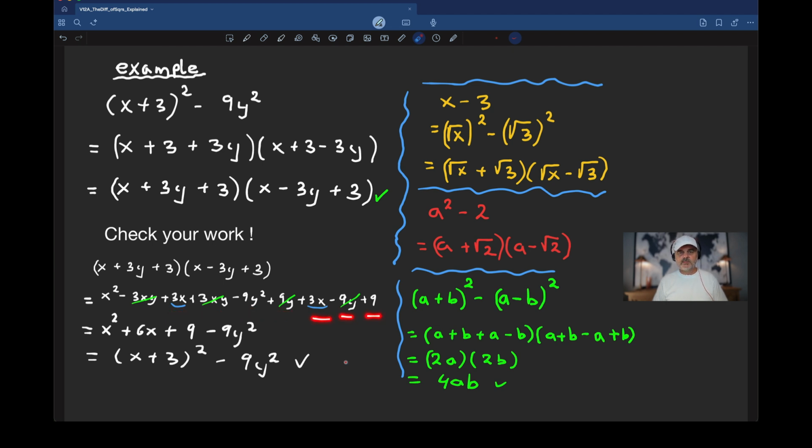Long process, but I want you to do it. Do it on paper. You have the ability to pause this video and start doing it by yourself. So please do it and start collecting like terms. 3xy, positive and negative, cancel each other out. That reduces the complexity. Then 3x and 3x is another term that you add together.